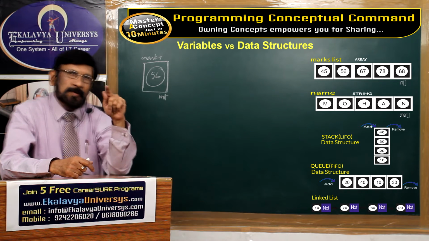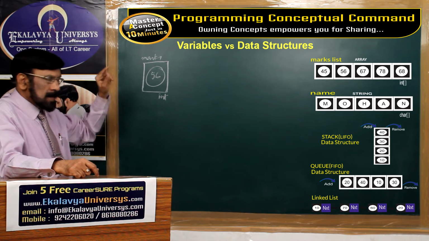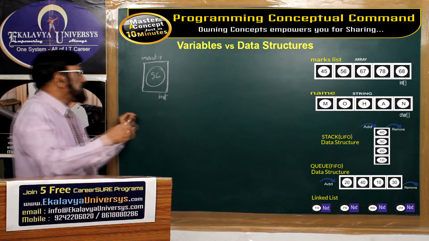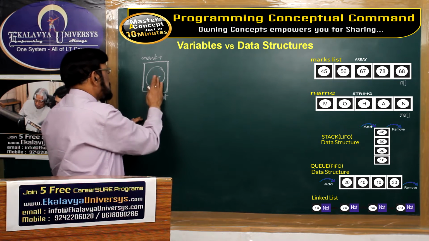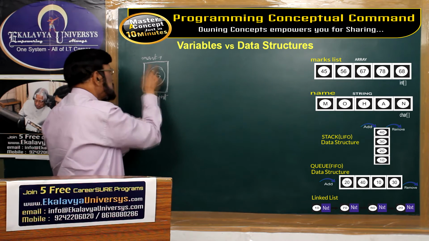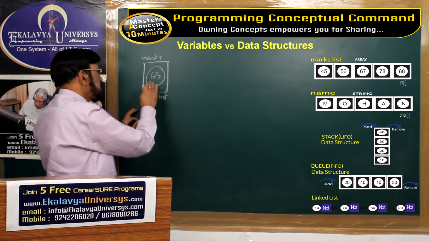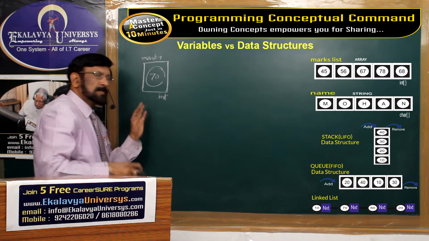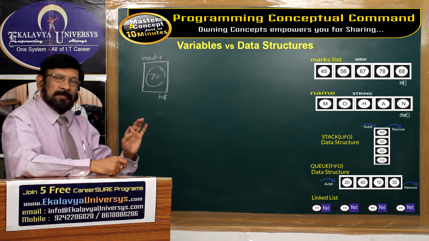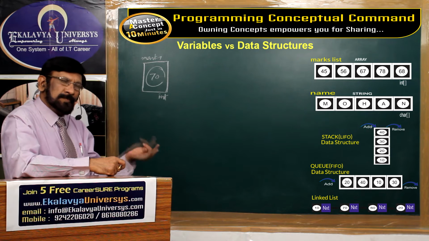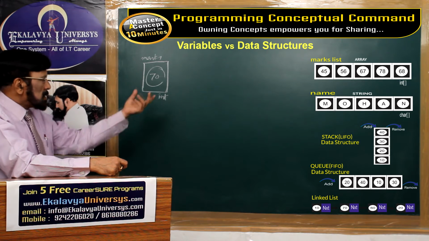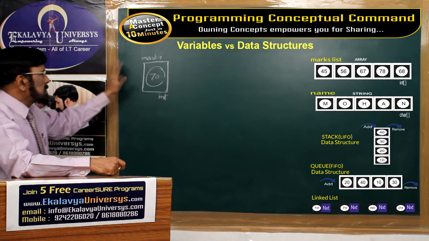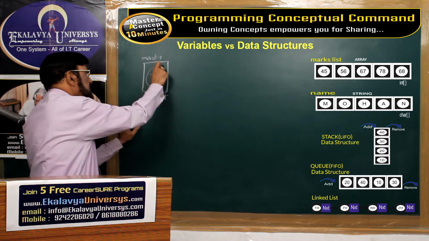If you try to enter another data item, then what happens? Suppose you enter 65, 56 is replaced by 65. Suppose you reassign 70, then 65 is replaced by 70. That means a variable, whatever it may be, age, name, height, length, breadth, anything, can store only one value.